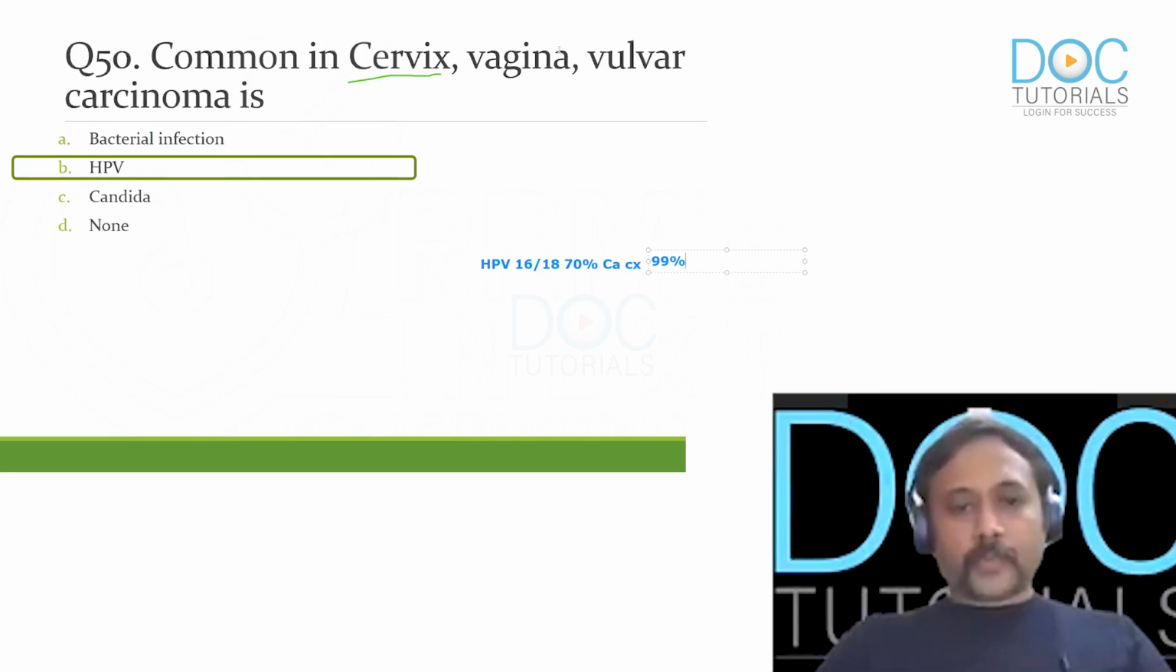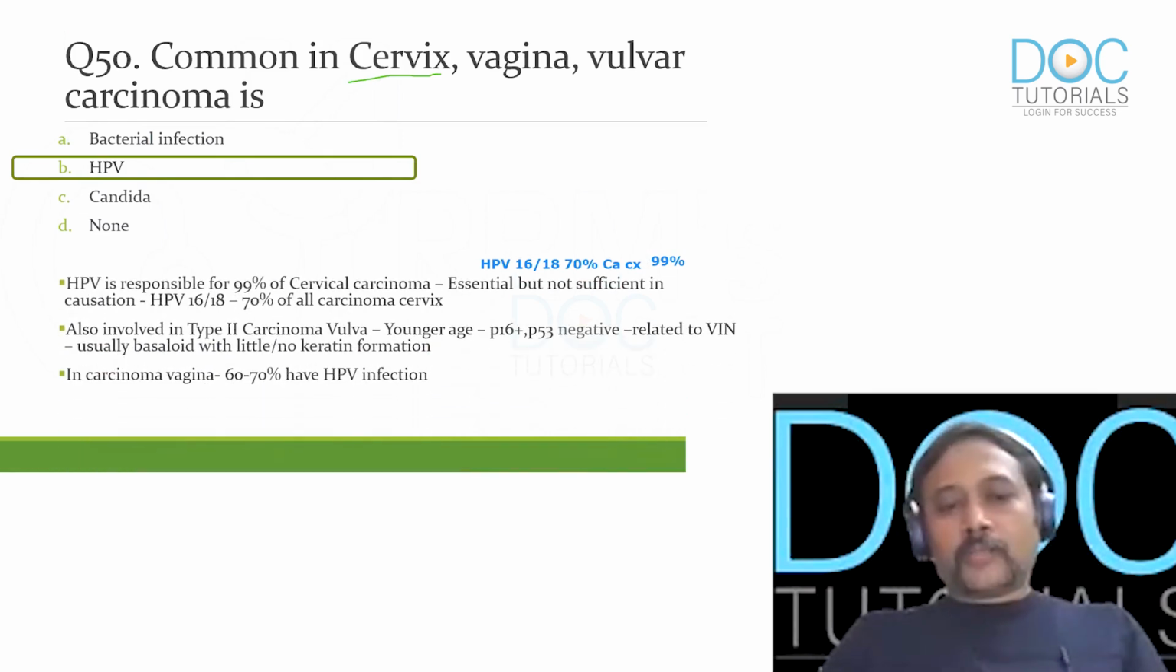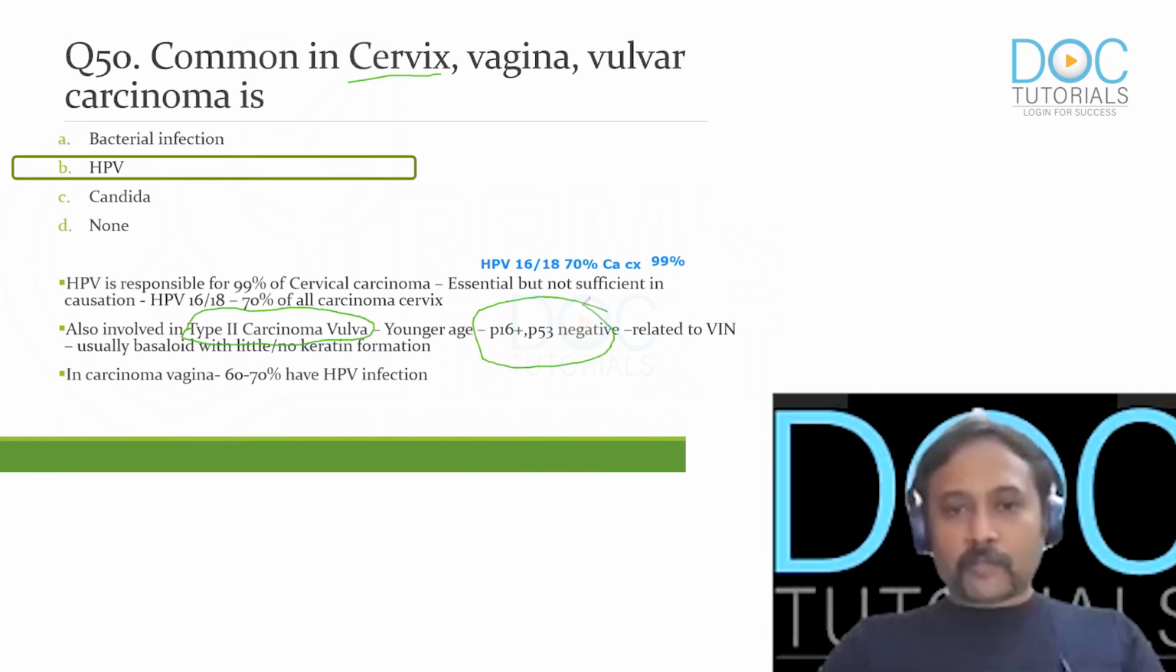So the answer I'm looking for is 99% of all CA cervix is related to HPV. On the other hand, if you take up the other subtypes, type 2 carcinoma of the vulva may be again one question that may come for you. So which type of carcinoma of the vulva is going to be implicated in the HPV subtype? This is going to be your type 2 carcinoma of the vulva. Here you will find it is a younger age group, P53 negative and P16 positive. That is again an MCQ that may come for you guys. So these will be P16 positive and P53 negative. That is the classical subtype, type 2 carcinoma of the vulva. And usually they will be basaloid in type, and they will have little or no keratin formation. These are the classical type.